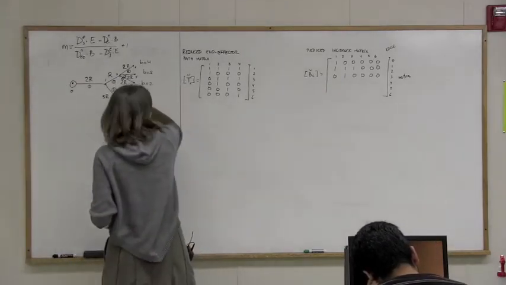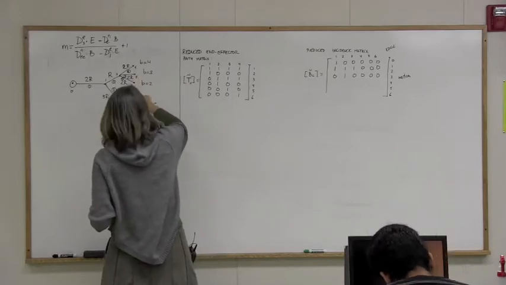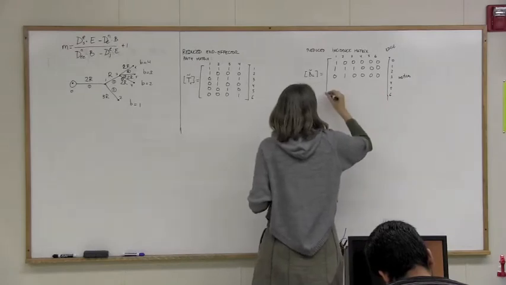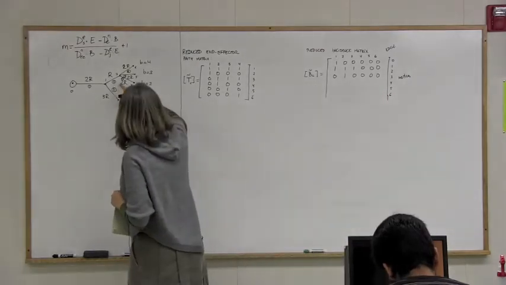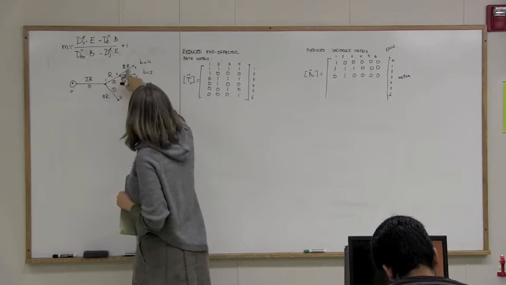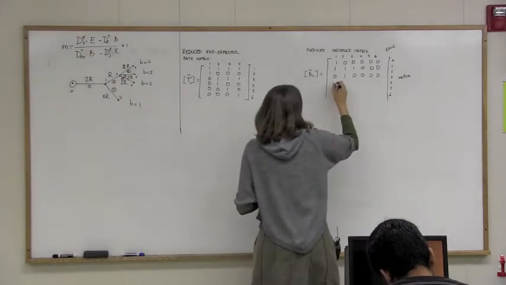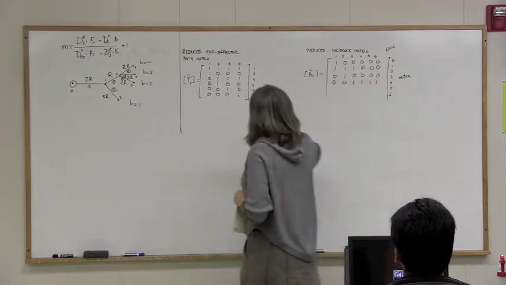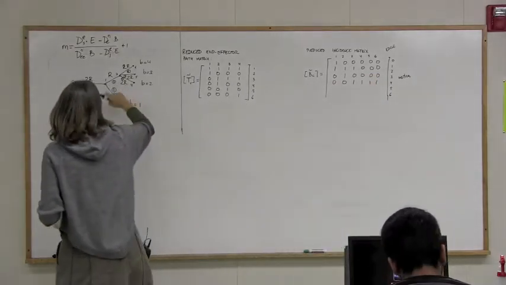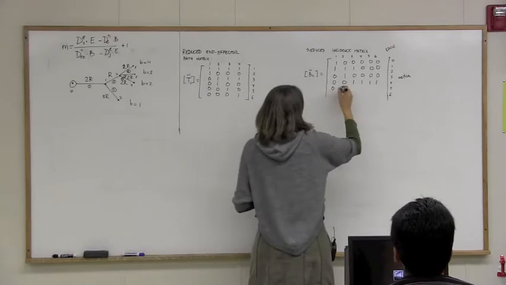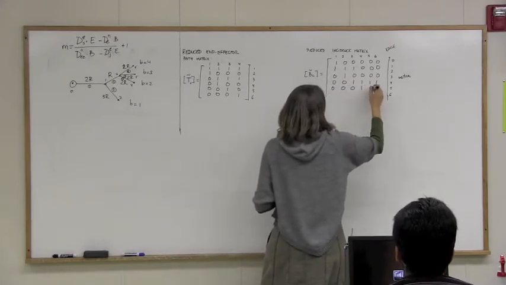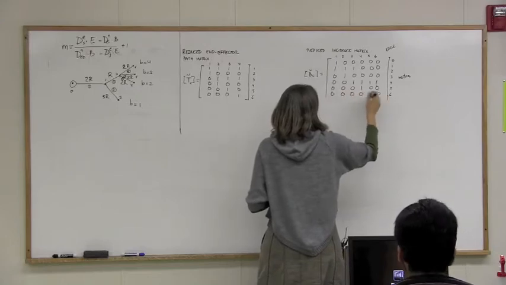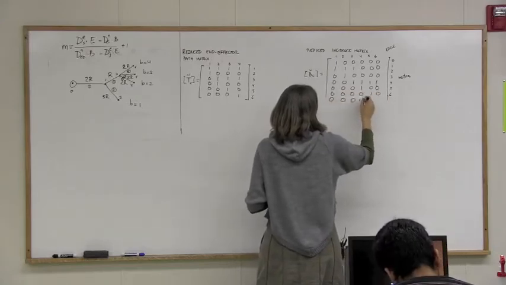For vertex 2, and now comes vertex 3, so we'll need a bigger matrix. For vertex 3 we have edges 3, 4, 5, 6. For vertex 4 we have just 4. For vertex 5 we have just 5. And for vertex 6 we have just 6.